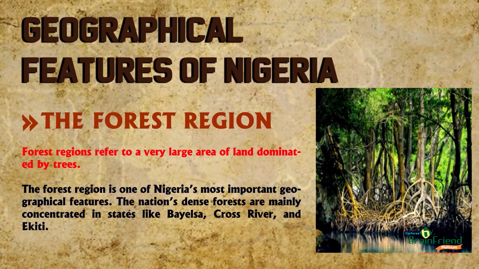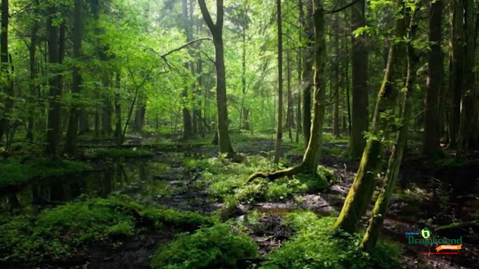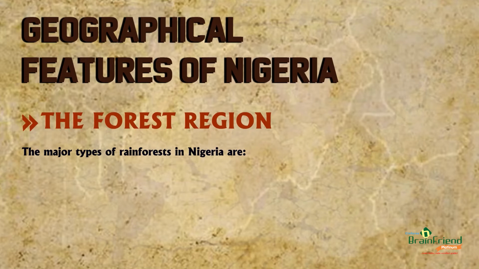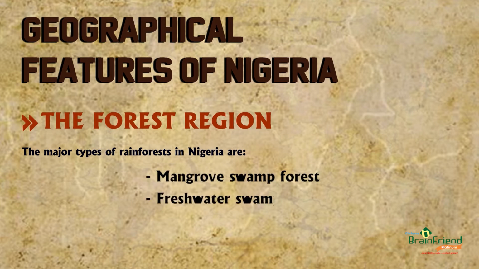The next region we have in Nigeria is the forest region. It refers to a very large area of land that is covered by trees. We can see from our images what a forest region looks like. In the forest region, we have three types of rainforests, and they are the mangrove swamp forest, freshwater swamp forest, and tropical rainforests. Let's take a look at these rainforests one after the other, starting with the mangrove swamp forests.